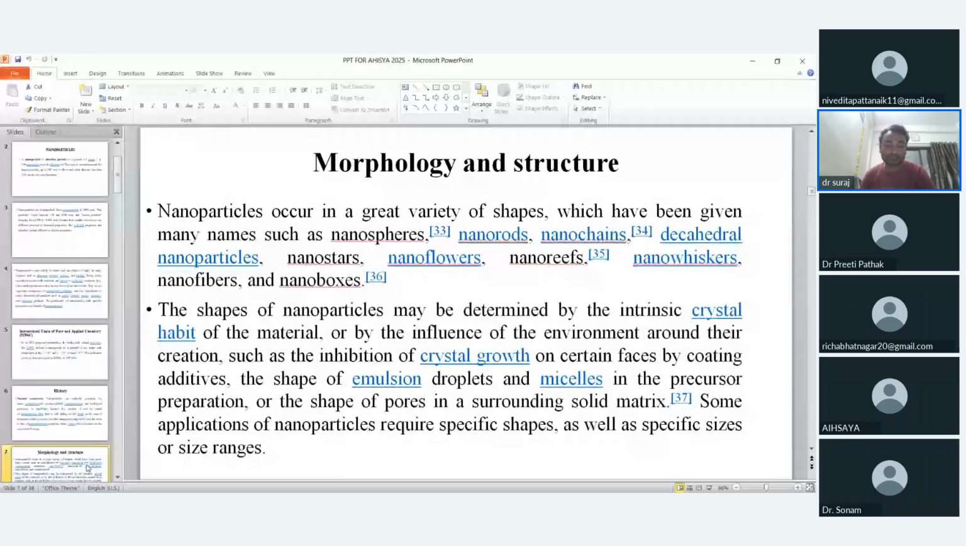When we talk about the shape of nanoparticles, it is generally determined by the intrinsic crystalline habits of the material. Nanoparticles are generally influenced by the environment of their creation, because our environment is heterogeneous in nature and structure. There is no homogeneity. We have multiple compounds, multiple dimensions, multiple flora. So all this heterogeneity and multiple components create a different shape, size, dimension and structure of these massless minute nanoparticles.